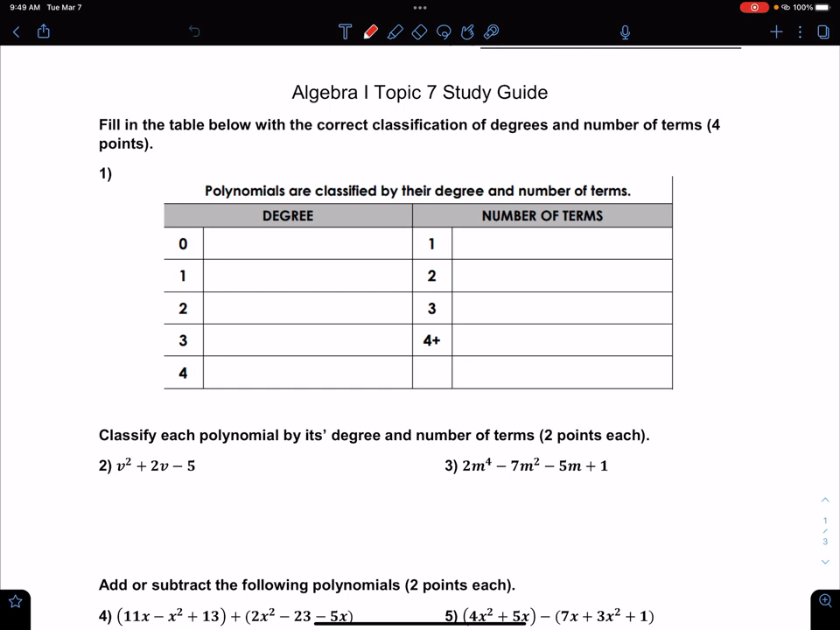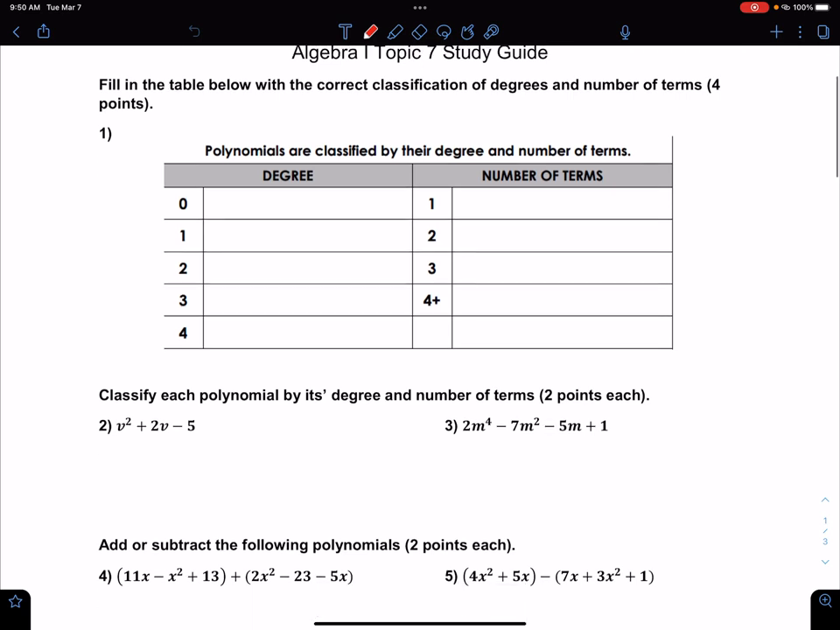Okay, we're going to jump right on in here. We are going to classify by the number of degrees and the number of terms. If it's a degree of 0, that's like a number like 2, 7, 8. Those are just what we call constants.